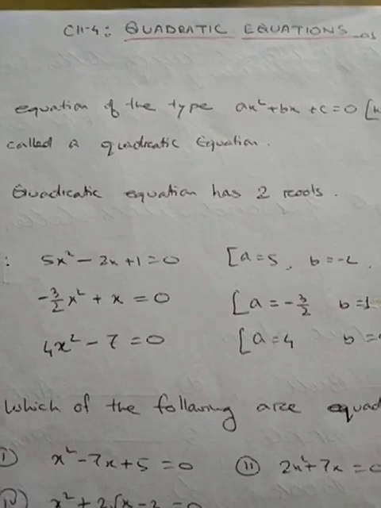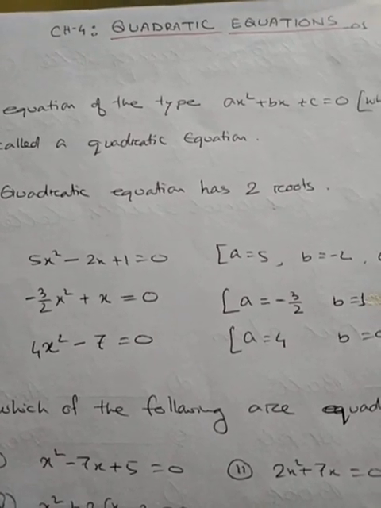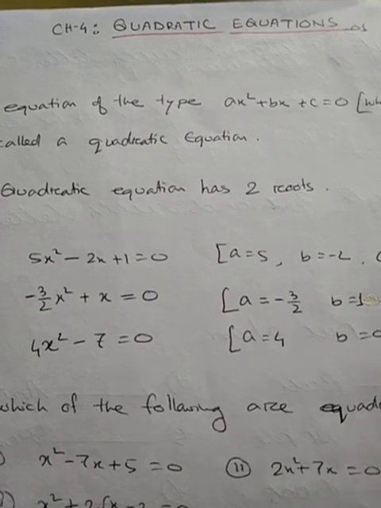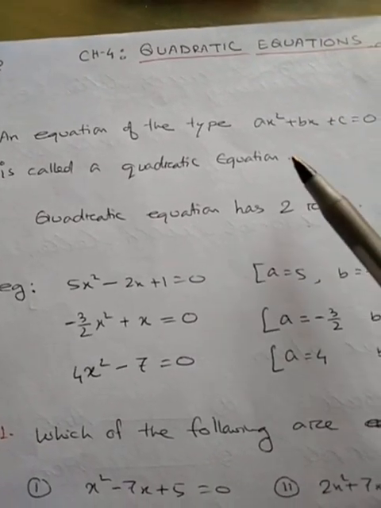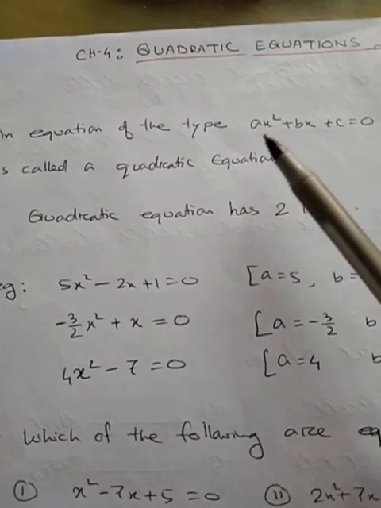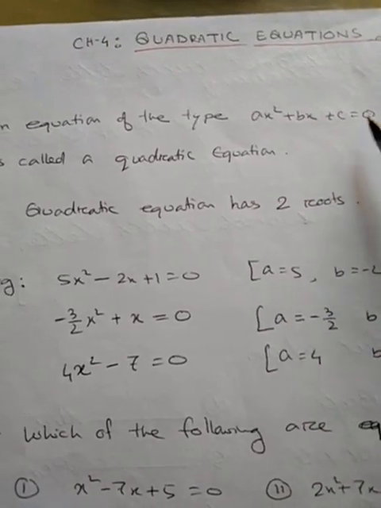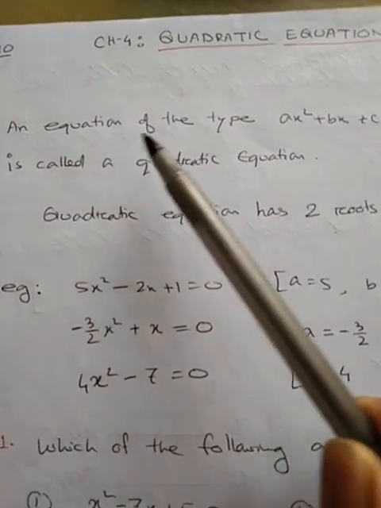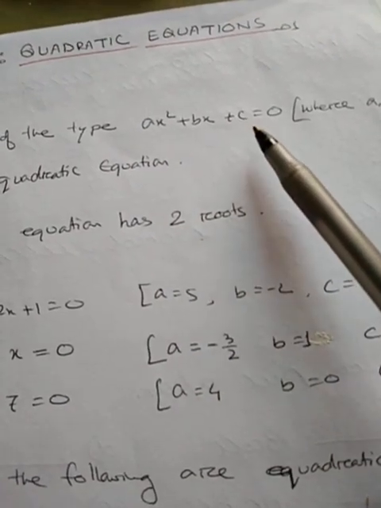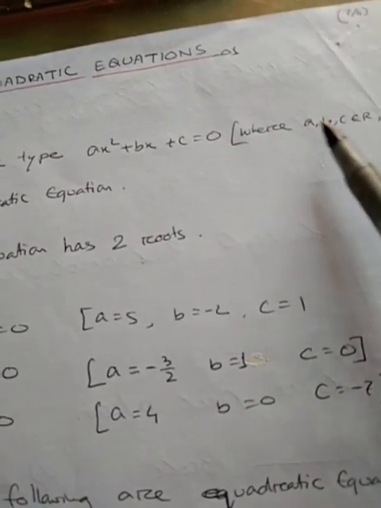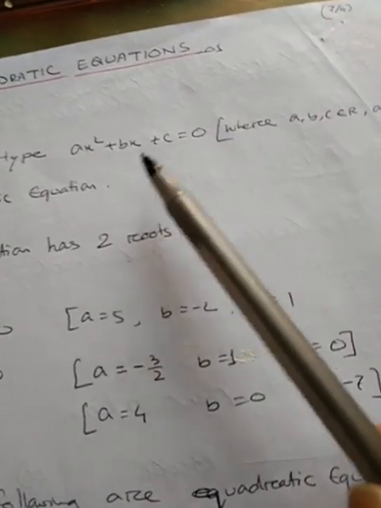Hello students, we are going to start today chapter 4, that is quadratic equations. Here the quadratic equation is of this type: ax square plus bx plus c equal to 0, where a, b and c are real numbers.